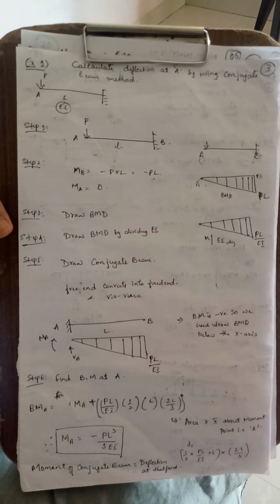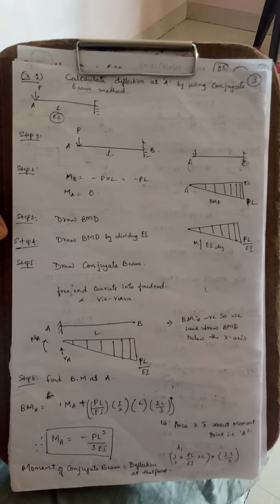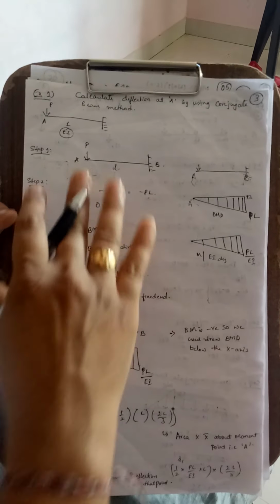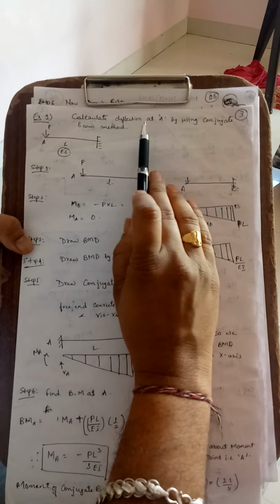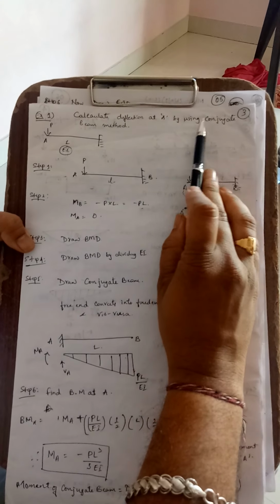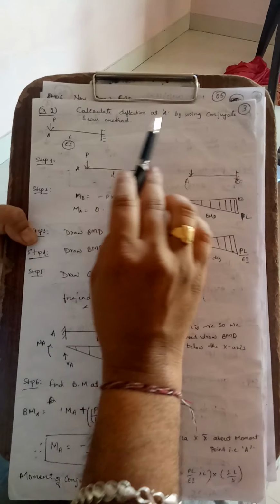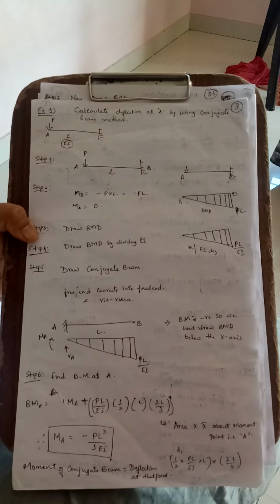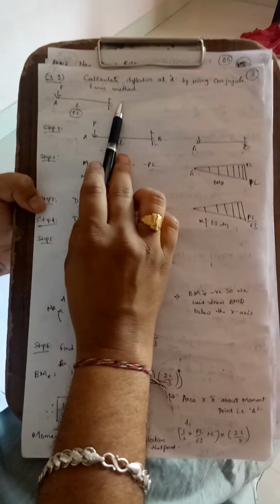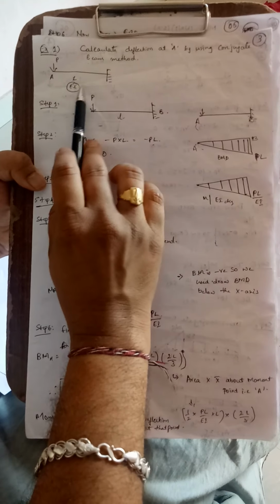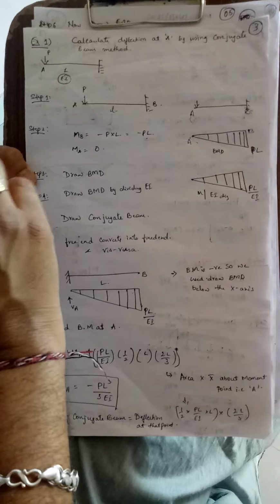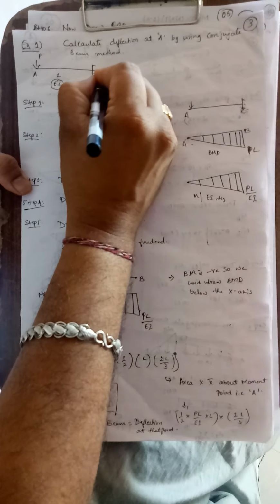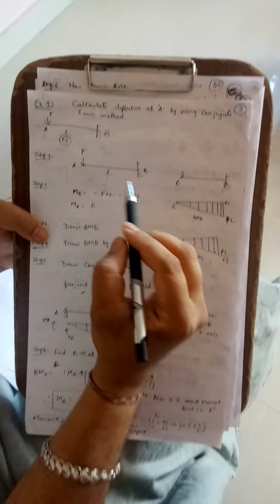Okay, now we'll start a new problem. That's the first problem, example number 1. Calculate the deflection at A by using the conjugate beam method as shown in the figure. See, this is the figure. The cantilever beam of length L carries the load P at A. Now this is the real beam.